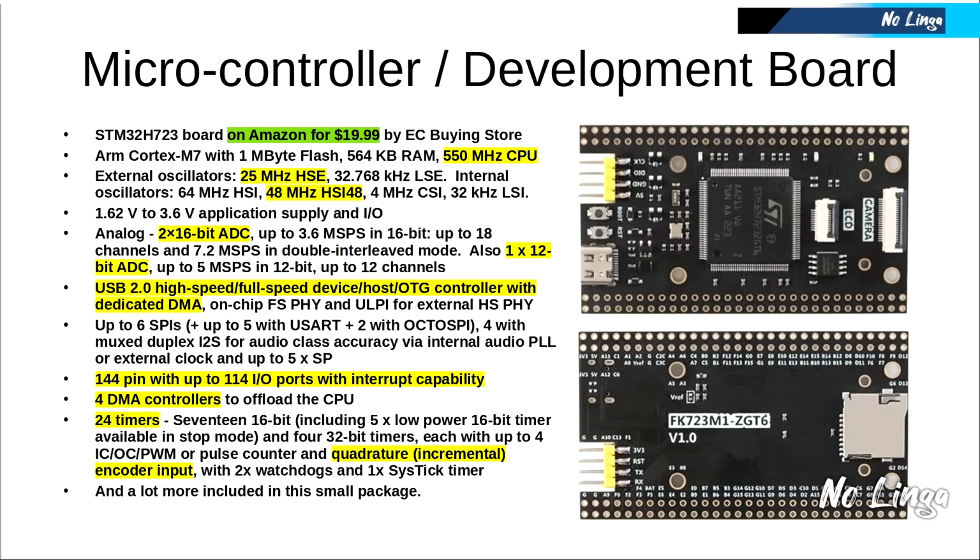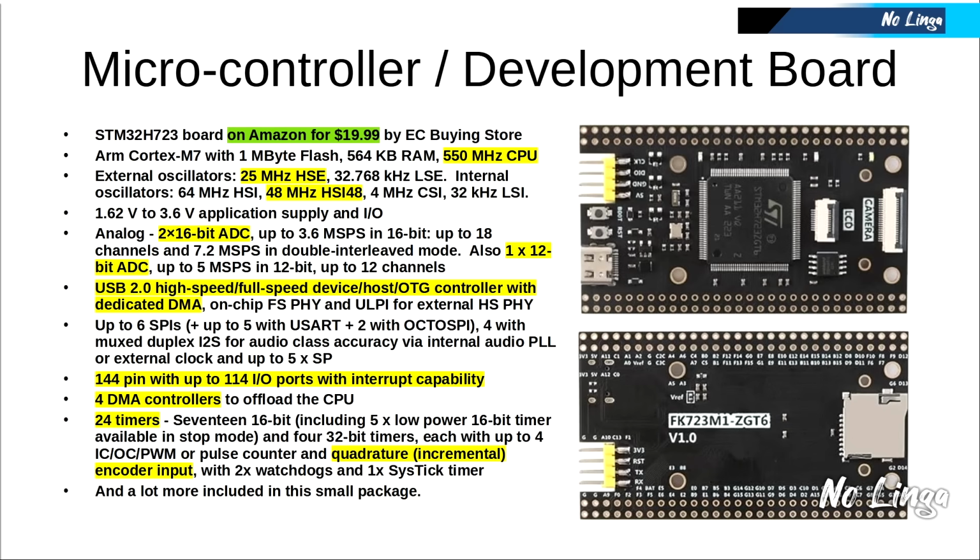It has two 16-bit ADCs. It also has a 12-bit ADC, analog to digital conversion. And then for the USB 2.0, it's a full speed or high speed mode in device, host, or OTG controller, with a dedicated DMA. So it's a really nice board. It has 144 pins and up to 114 I/O ports with interrupt capability. We're using interrupts for button operations, so that's something we'll go over more. I'll go more over the schematics, a little bit more on the programming, the HID descriptor I made for it, and we'll go over a few different features on this.